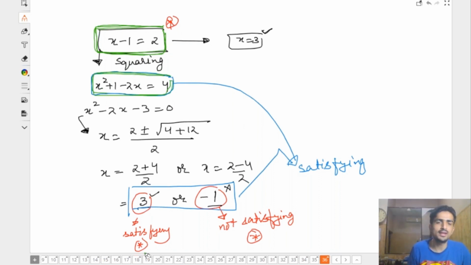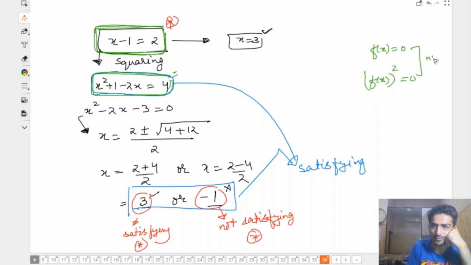So actually when we square the equation, we get a different equation. I'm giving you one statement. Just tell me, do you understand? Just tell me if you understand or not. I say f(x) equal to 0, one equation. f(x) whole square equal to 0, second equation. These are not same. Do you understand that?